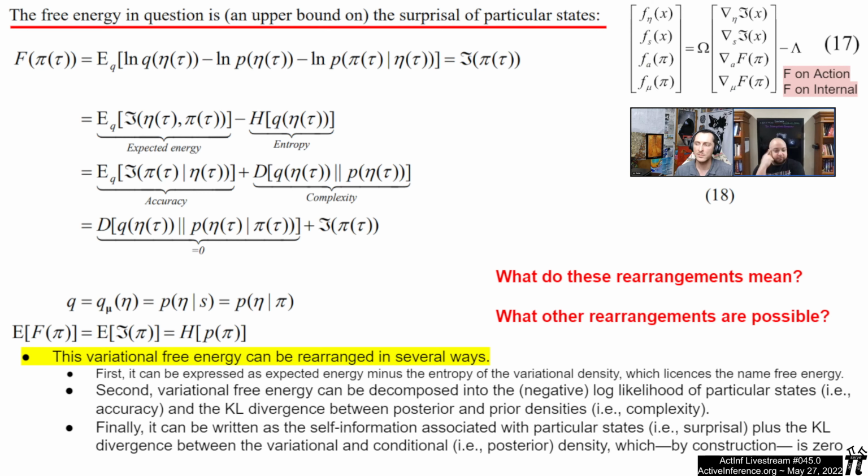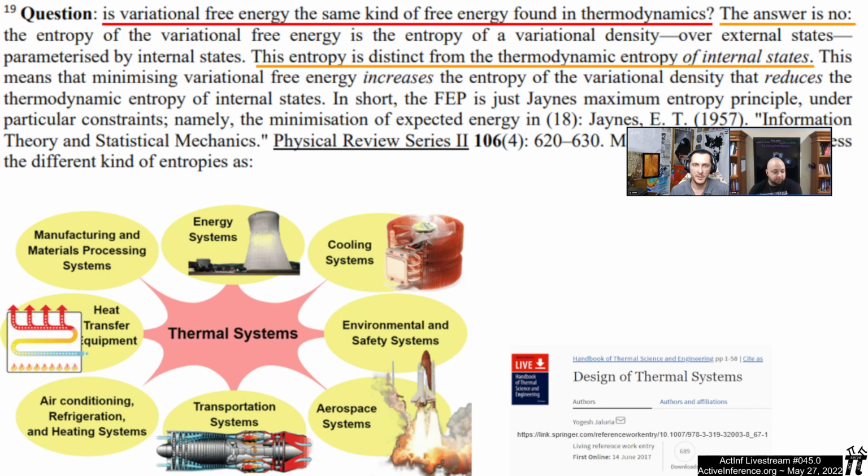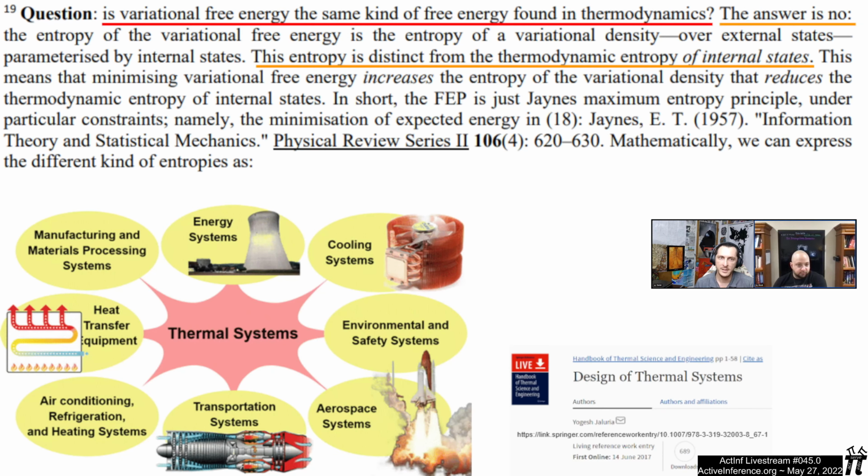Yeah, these equations. Cool. They write in footnote 19, is variational free energy the same kind of free energy found in thermodynamics, like Gibbs free energy, perhaps? The answer is no. This entropy is distinct from the thermodynamic entropy of internal states. We're going to return to this. Are we talking about thermal free energy, or are we seeing equations that look like descriptors of thermal entropy, but we're applying them in an informational setting?